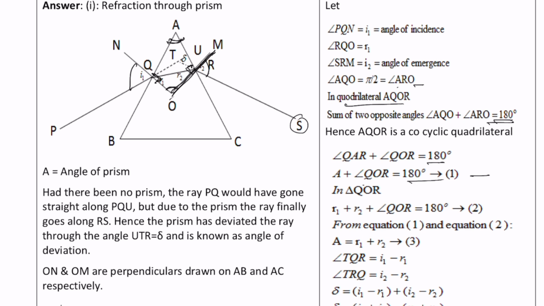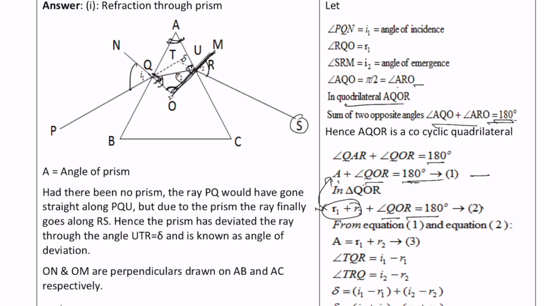In triangle QOR, R1 plus R2 plus this angle is equal to 180 degrees, correct? This is equation 2. If we compare equation 2 with equation 1, we find that QRO plus A is equal to 180 degrees, and QRO plus R1 plus R2 is equal to 180 degrees. So it means that R1 plus R2 is A, correct?